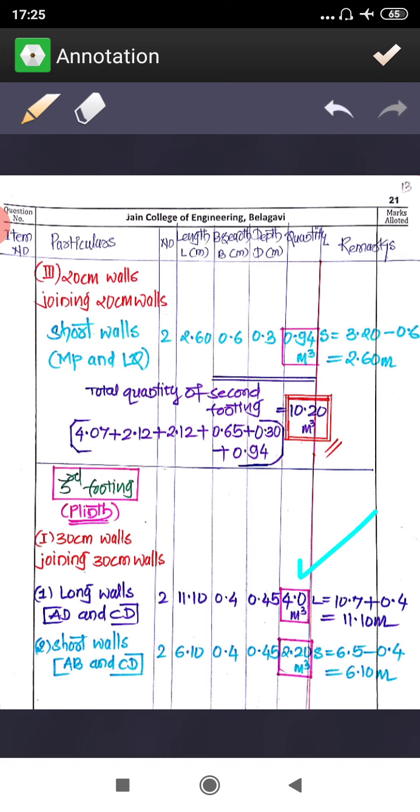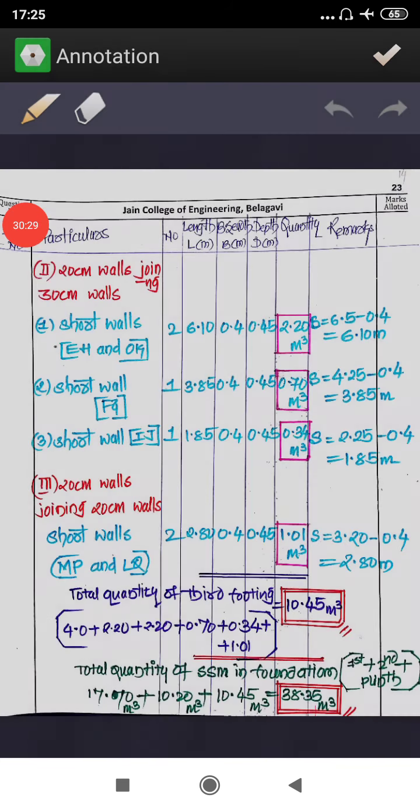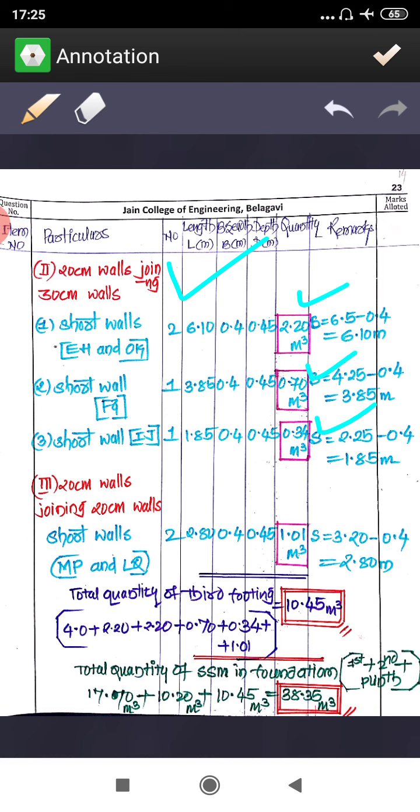And for shorter walls AB and CD, the quantity is 2.20 meter cube. In the same way, I have got the quantity for the 20 centimeter wall joining 30 centimeter. So these are the quantities. You can easily understand if you go through the calculation once. Then 20 centimeter joining 20 centimeter wall, here it is 1.01 meter cube. So altogether the total quantity is 10.45 meter cube.